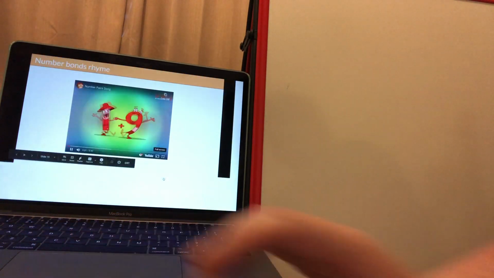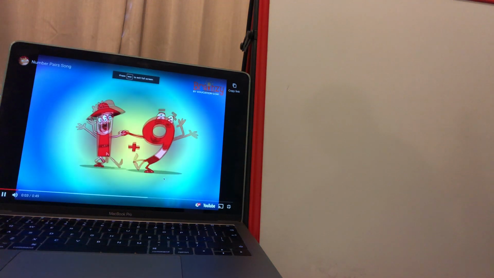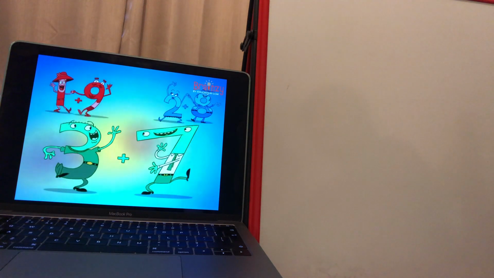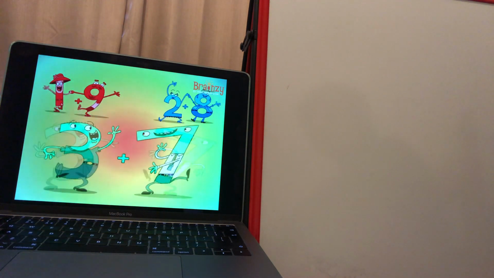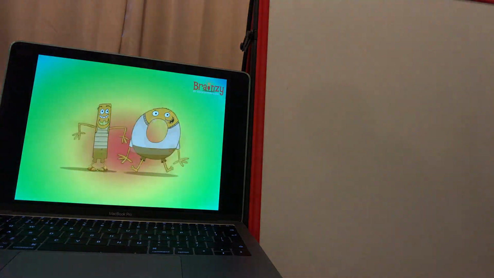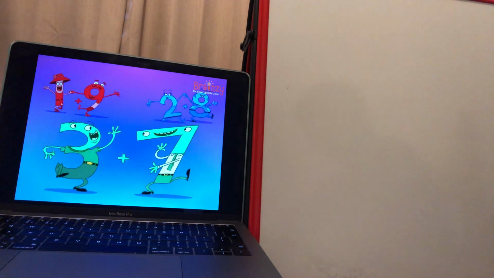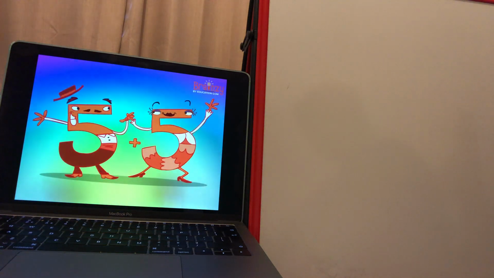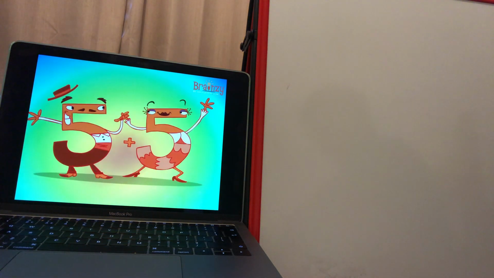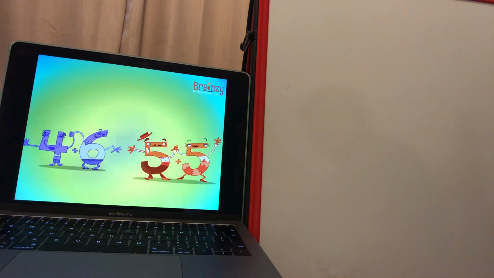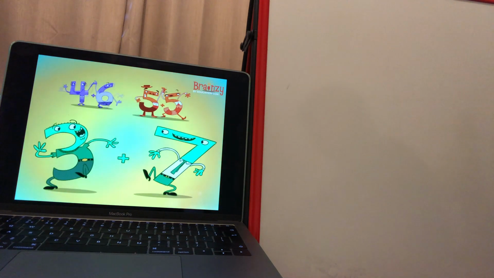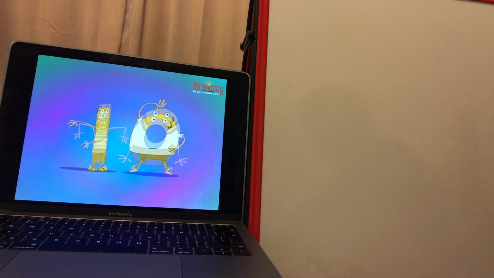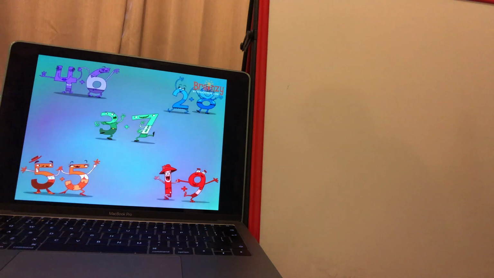1 and 9, 2 and 8, 3 and 7, number pairs that make 10. 4 and 6, 5 and 5, 3 and 7, we're number pairs that make 10.